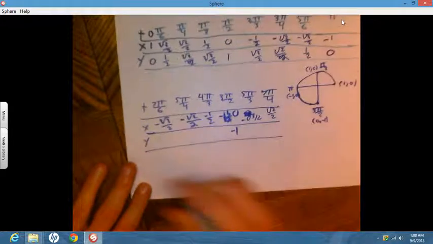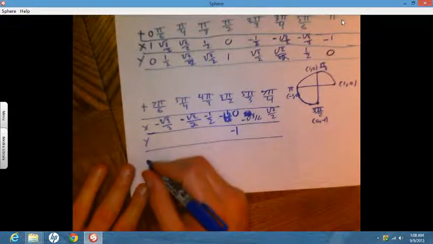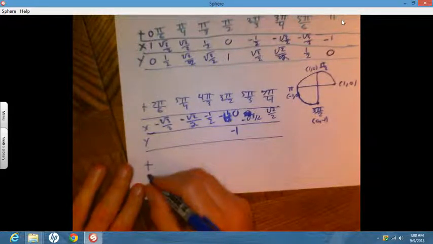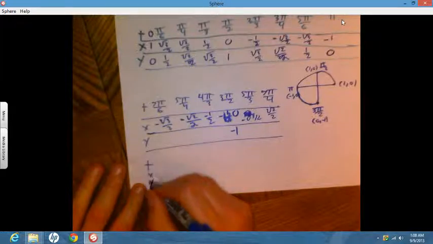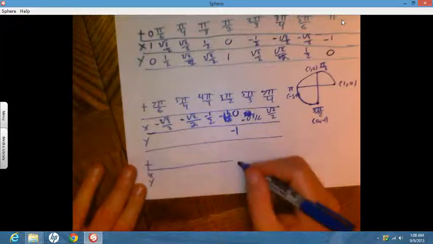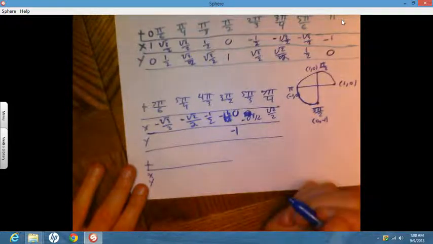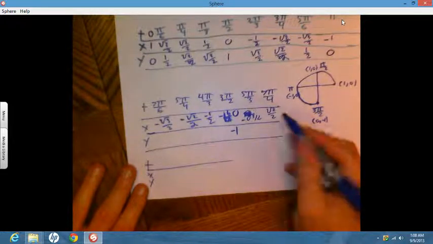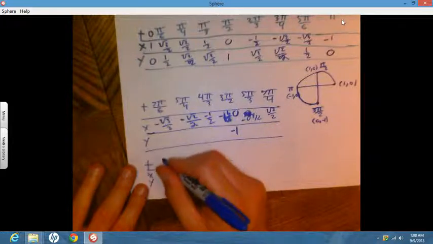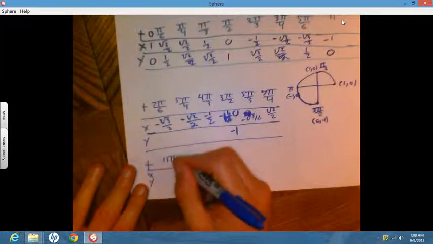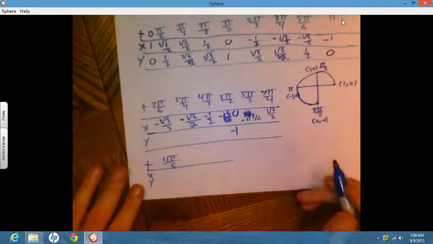And let's say we have 11 pi over 6. What's the 7 pi over 4? Okay, so we have 11 pi over 6. And again, I'm just taking multiples of pi over 6, pi over 3, pi over 4, just going around the unit circle. So we have 11 pi over 6, and 2 pi is the last one.